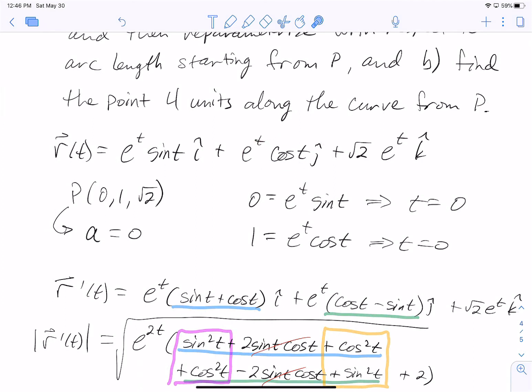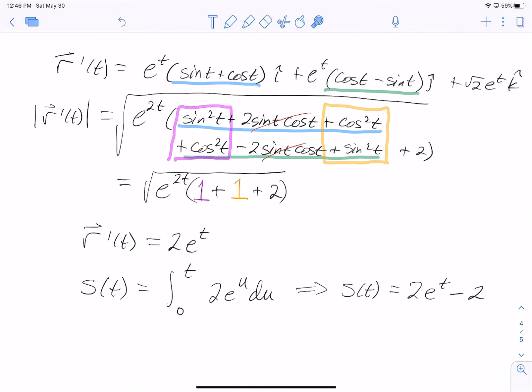Likewise, for the j component, we have e to the t times the quantity cosine of t minus sine of t, all that times j. And then for the k component, our function remains unchanged. Square root of 2 e to the t differentiates to square root of 2 e to the t.